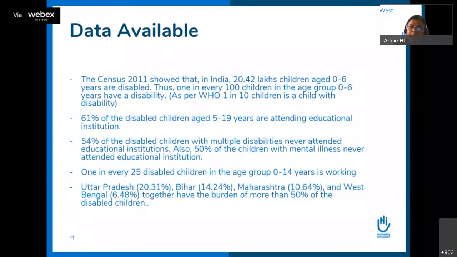Another important point is that 61% of children between the age group 5 to 9 are attending educational institutions. Now, it is good that 61% are attending educational institutions, but what is the learning outcome? Do we know? Unfortunately, the learning outcomes have been very poor. And you can imagine in the COVID situation what this will be. It would be even worse.